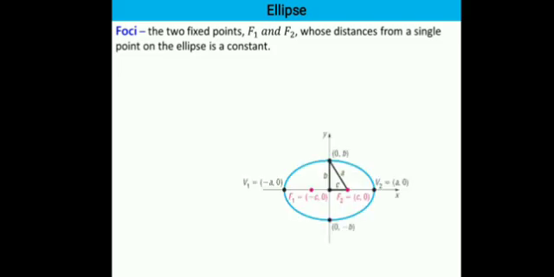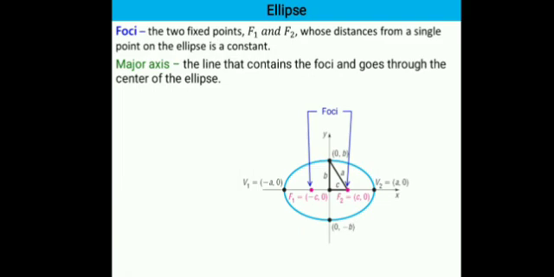Let us define some terms in ellipse. So we have here foci. So foci is actually two fixed points. So if we have two focus, we call them as foci. So on the diagram, we have F1 and F2, whose distances from a single point on the ellipse is a constant. So there are your foci, the colored pink.